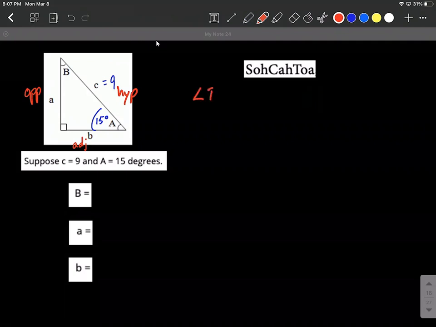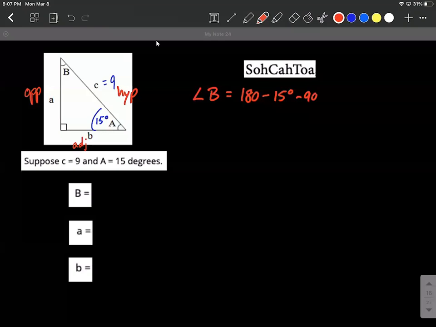So for angle B, we have to remember that all the angles in a triangle have to add up to 180 degrees. If we start with 180 degrees, we subtract off the 15 degrees that we know, and also the 90 degrees, because it's a right triangle. We end up with 180 minus 15 minus 90, which leaves us with 75 degrees. So we can go ahead and plug in 75 degrees. I'm going to put it down here as my answer as well.